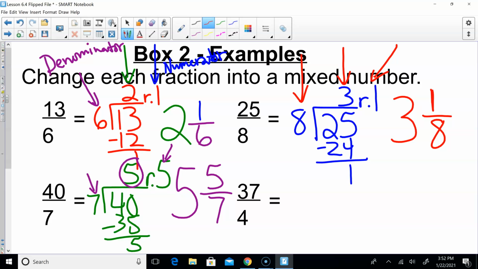And last but not least, 37 divided by 4. 4 can go into that 9 times. 9 times 4 is 36, with a remainder of 1.